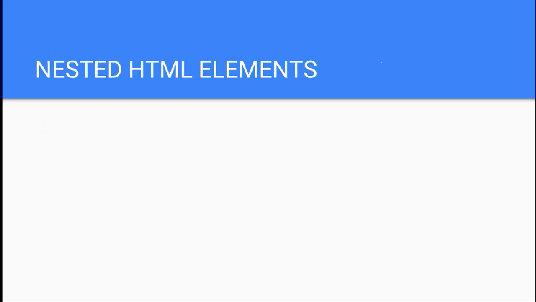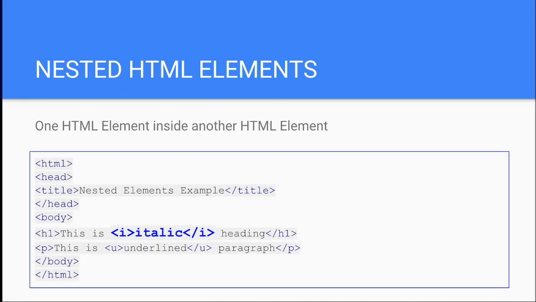And the next variety of elements are nested HTML elements. What is a nested HTML element? If you put one element inside another element, that is called a nested HTML element. You can see an example here. Here in the body, you can see H1. We are putting a heading here. The content in the heading is this is italic heading, but we are putting the I tag here, and we are closing the I tag that says this is an italic form.